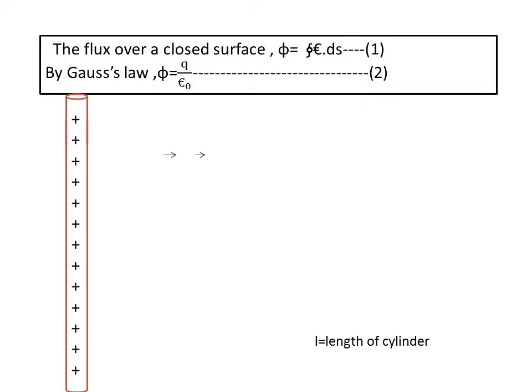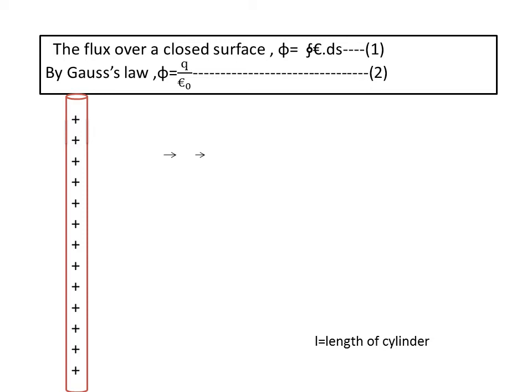We have two equations for flux. One is phi is equal to integral E dot ds over a closed surface, and second one is Gauss law, according to which phi is equal to q by epsilon 0, where q is the net charge inside the Gaussian surface. So here we have an infinitely long, uniformly charged conductor.